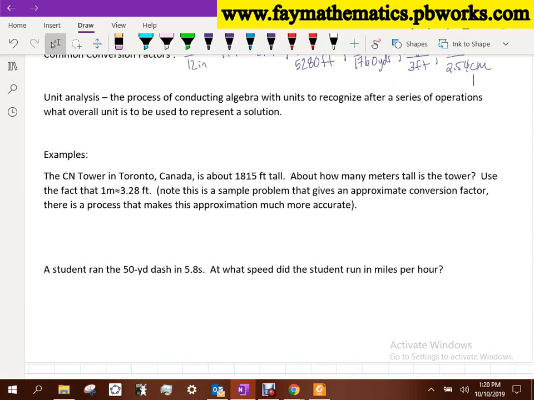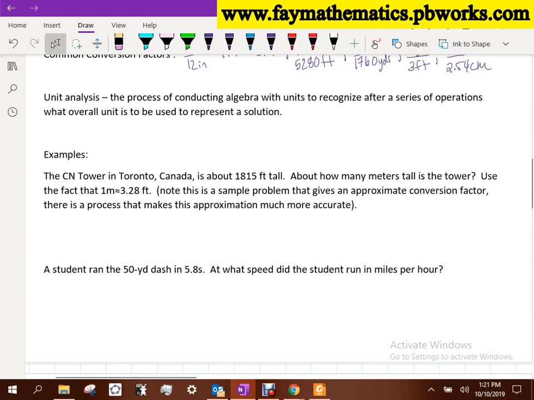Unit analysis. This is kind of all targeting. It is the process of conducting algebra with units to recognize, after a series of operations, multiplication and division, what unit is left over for my solution. Okay. So an example of that.